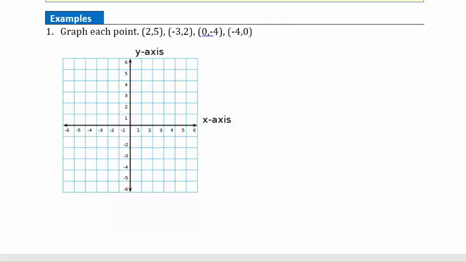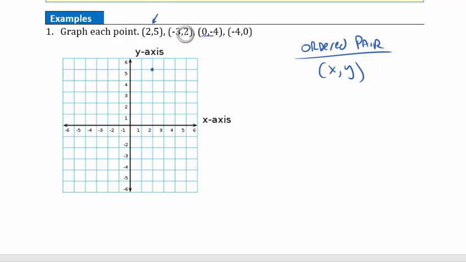Let's take a look at an example now that will help you understand how to graph points on the coordinate plane. The first one I'm going to graph here is the point (2, 5). We call this an ordered pair because order in this pair of numbers makes a difference. The first number is always our x coordinate, and the second is always our y coordinate. So to graph this point, I'm starting at the origin, and I'm going to go over in the x direction, 1, 2, and then up 5 in the y direction, 1, 2, 3, 4, 5. And there's the point (2, 5).